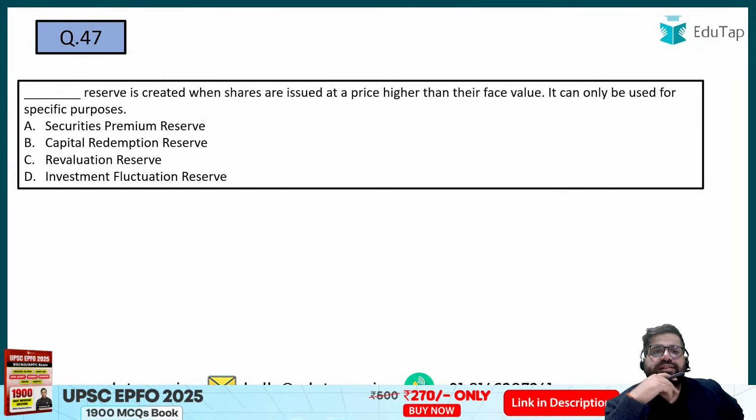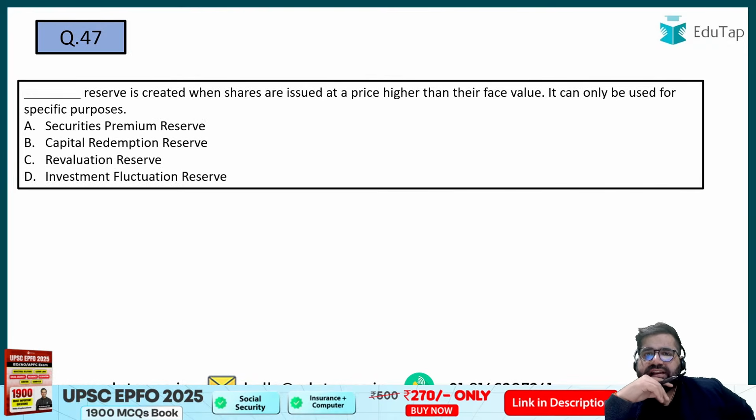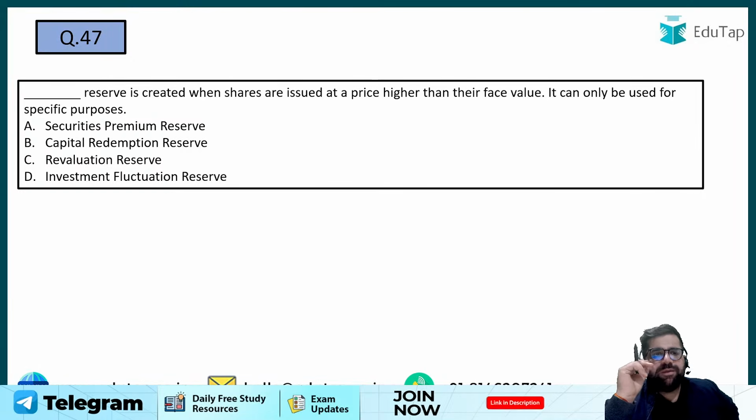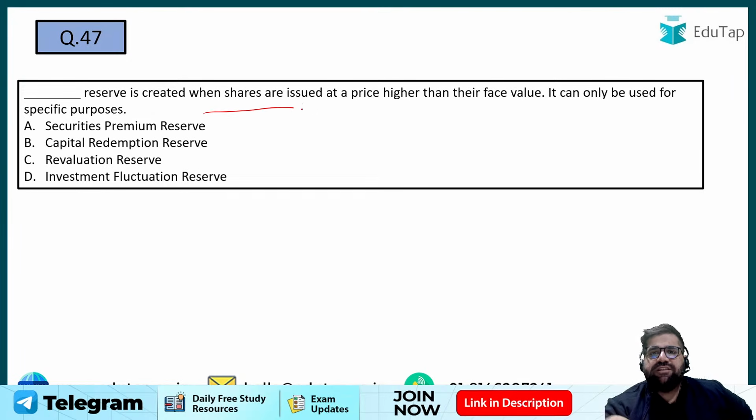Next, question number 47. Dash reserve is created when shares are issued at a higher price than their face value. It can only be used for some specific purpose. So dash reserves are created when shares are issued at a higher price than their face value.